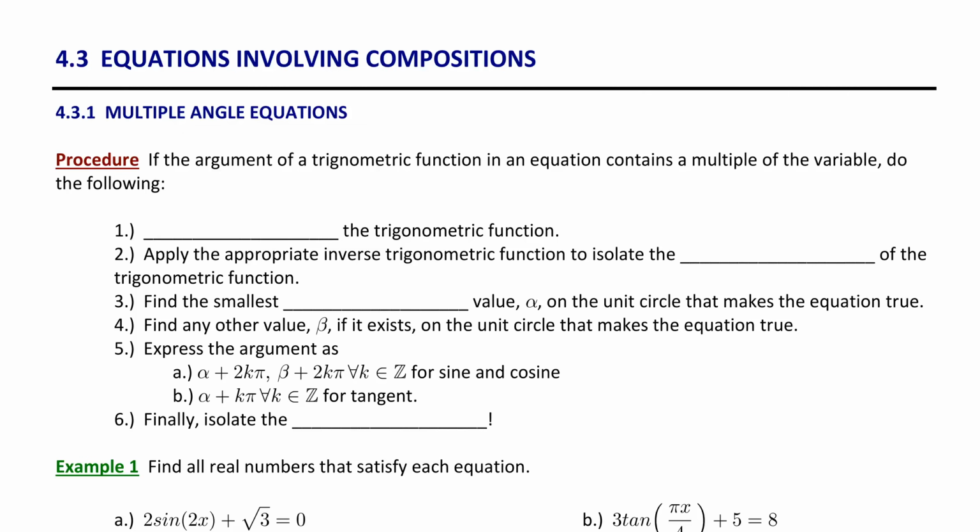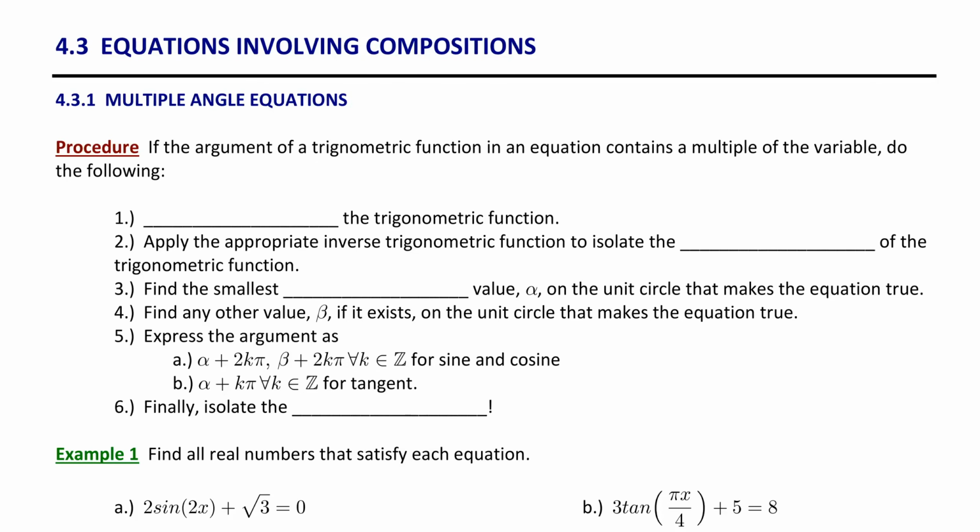Once you have mastered basic sine, cosine, and tangent equations, you're ready to move on to equations involving compositions. This means that we will solve equations where the argument of the trig function is either a product or a sum. We'll begin with multiple angle equations. Here's the procedure. If the argument of a trigonometric function in an equation contains a multiple of the variable, do the following.